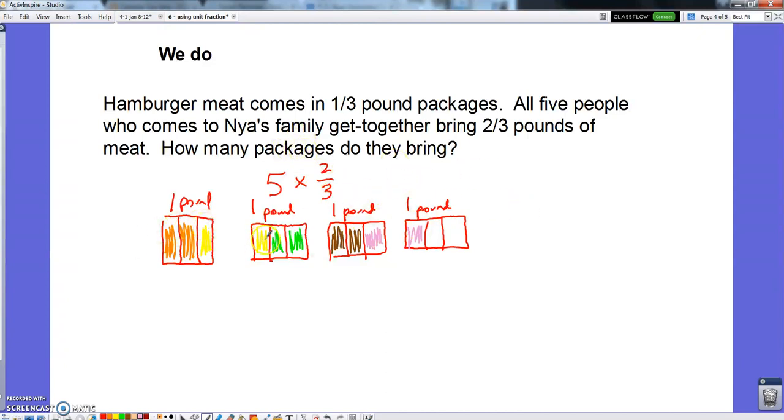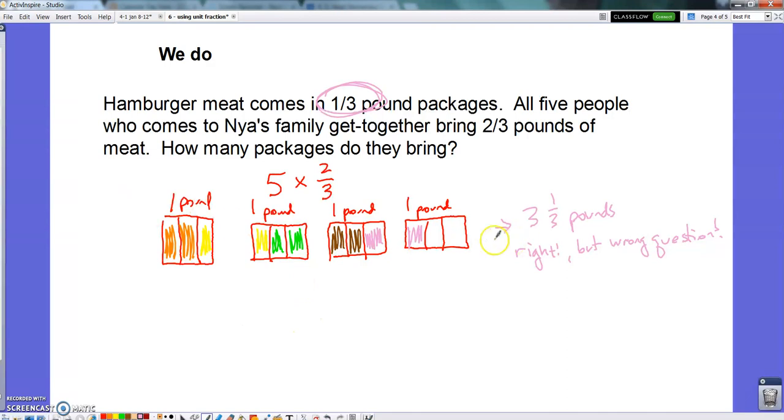Now, again, it's going to be tempting after you draw this nice model to say that the answer is 3 1/3 pounds, right? And you would be right, but wrong question. Just make sure you know what question you're being asked. If I asked you how many pounds of meat did they bring, that'd be great, but I didn't ask that. So when I see this, I'm looking for 1/3 pound packages.